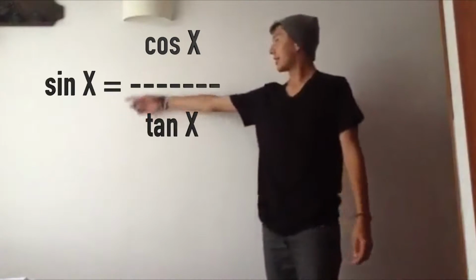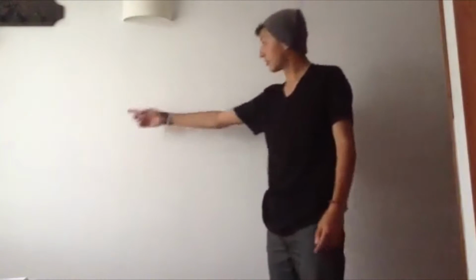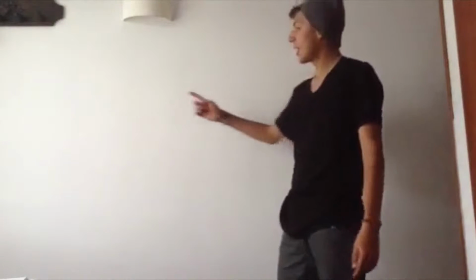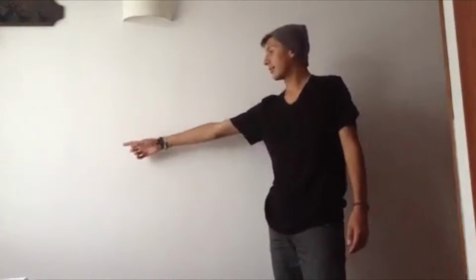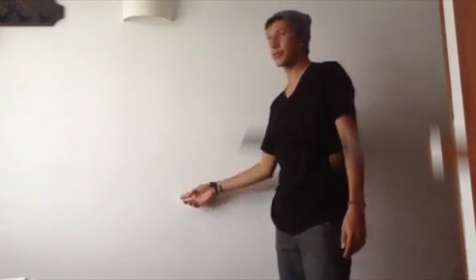The trigonometric ratios are divided into the fundamentals and the reciprocals. Now I'm going to explain the fundamentals. There are three: sine, cosine, and tangent. Sine is equal to cosine over tangent. Cosine is equal to sine plus tangent. And tangent is equal to cosine over sine.